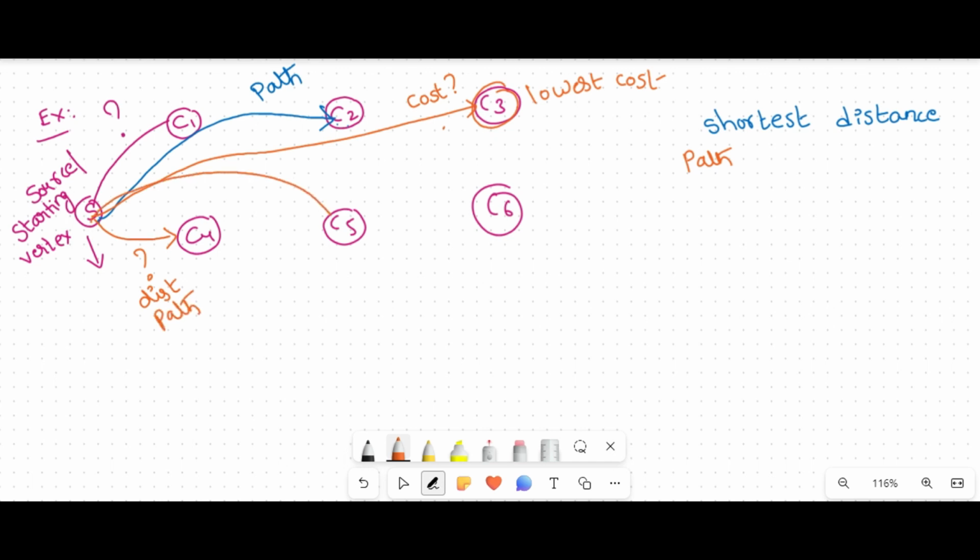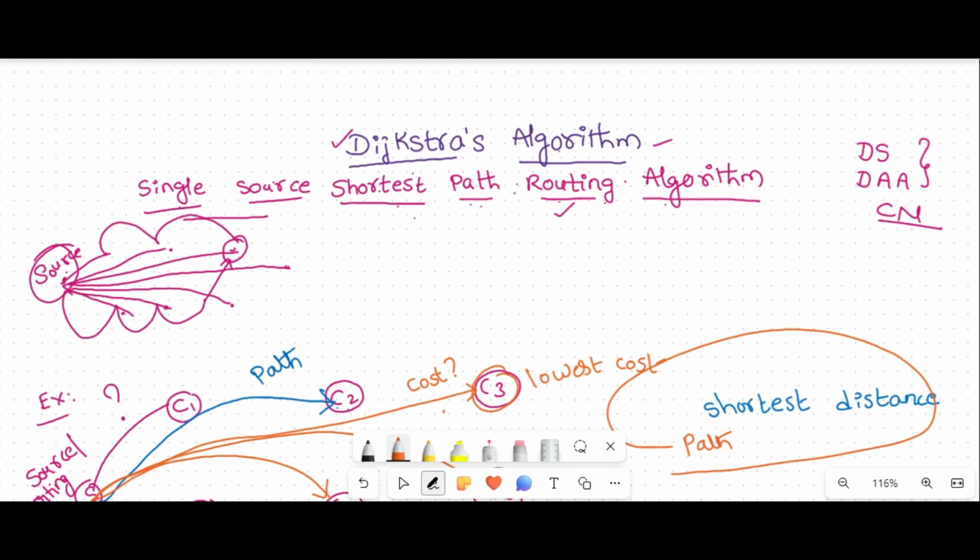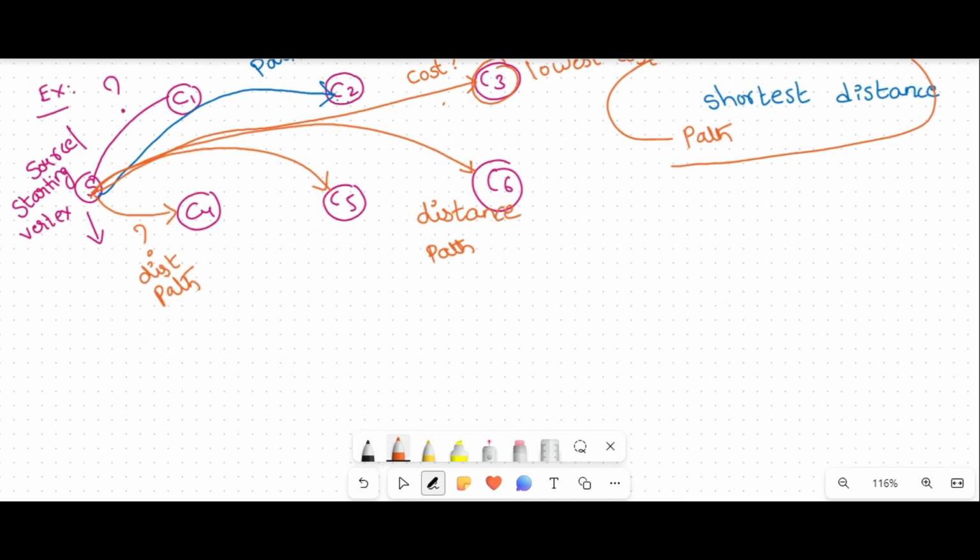Similarly, from source to city 5, again from source to city 6. What is the shortest distance, and what is the path we have to choose? So this you can know by using one algorithm. That algorithm is the shortest path routing algorithm. Only one source is there, that's why it is the single source shortest path routing algorithm.